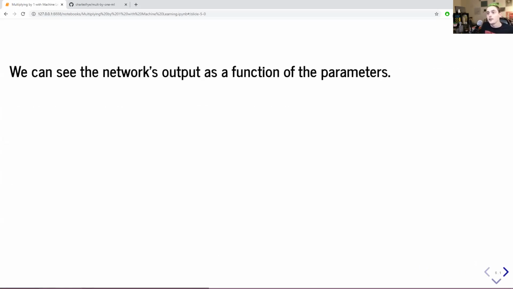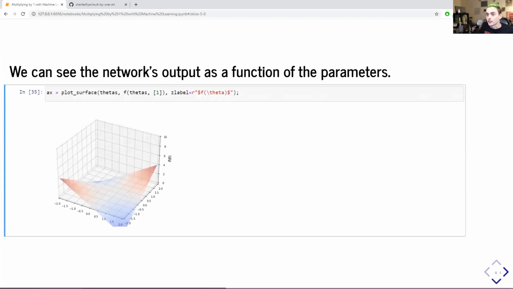So for example, we can look at the network's output as a function of the parameters here. This is a surface here. The values get red as the value gets higher and blue as the value goes lower, and in between it is gray. And that z-axis, which is also the color axis, is the output of the network on the number 1. So if I put in the number 1 to this network, what do the outputs look like?